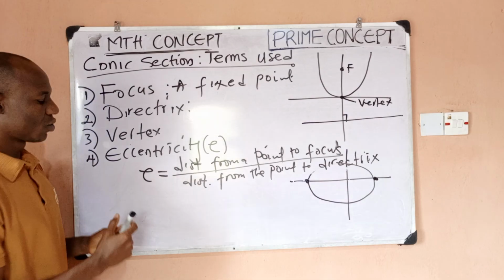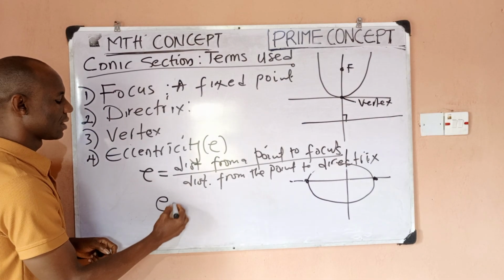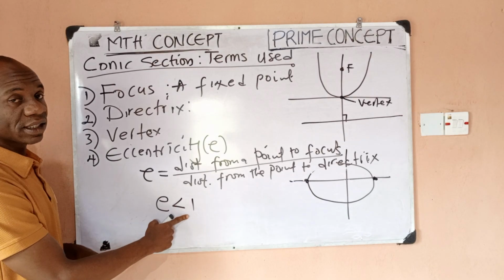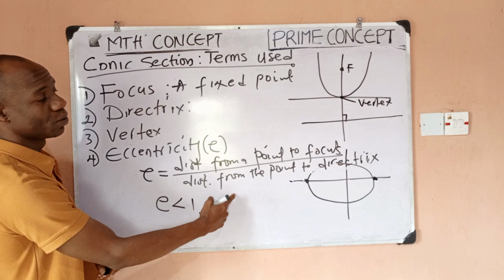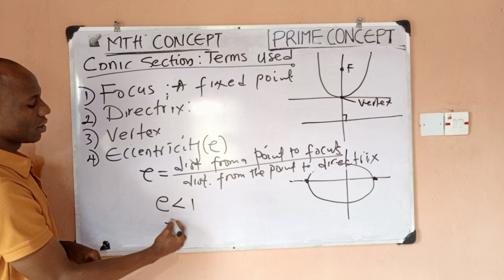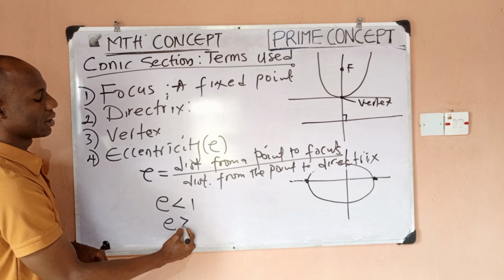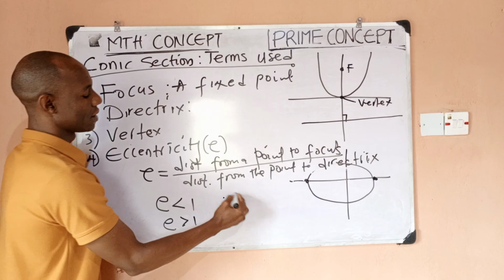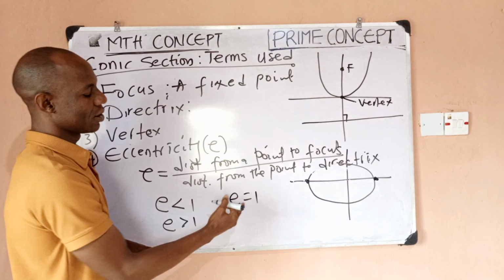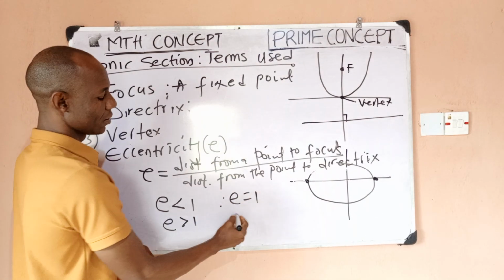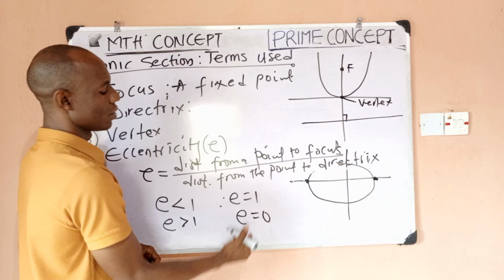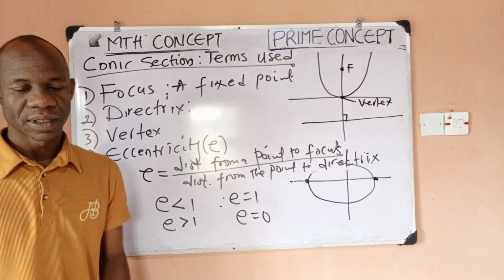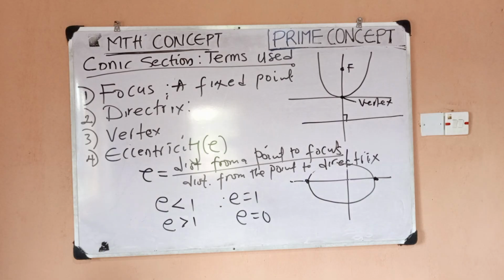So one of the things you want to know is that if your eccentricity is less than 1, then you're dealing with an ellipse. If your eccentricity is greater than 1, you're dealing with a hyperbola. If your eccentricity is equal to 1, you're dealing with a parabola. And if your eccentricity is 0, you're dealing with a circle. So these are the things you should know about eccentricity.